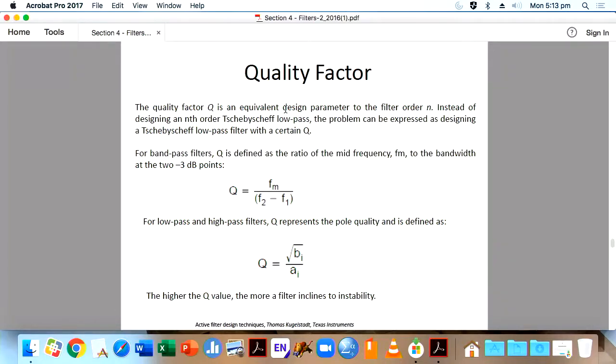Then when it comes to filters, we study a factor called quality factor. Maybe I'll stop here and continue in the next lecture.